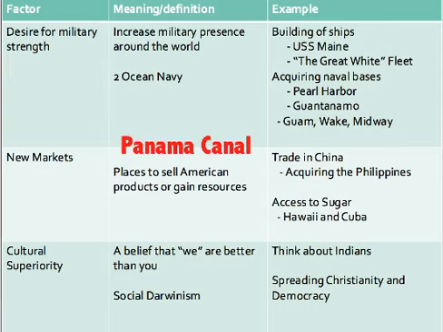Next, we have new markets. If you remember, America went through a little bit of a depression in the late 1800s. So about 1893, there was a panic that hit, and the United States economy plummeted. And people got really worried. What happens if America stops growing? What happens when the people in America stop buying American products? Well, people struggle. And so how do we prevent this from happening?